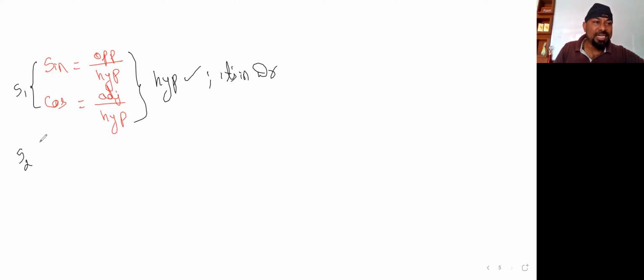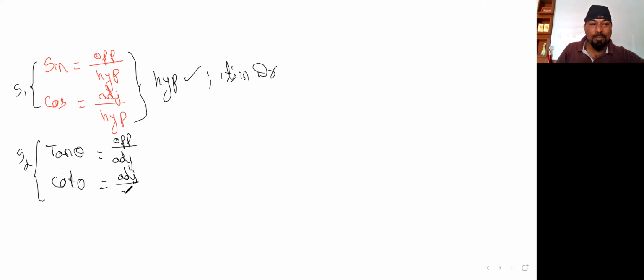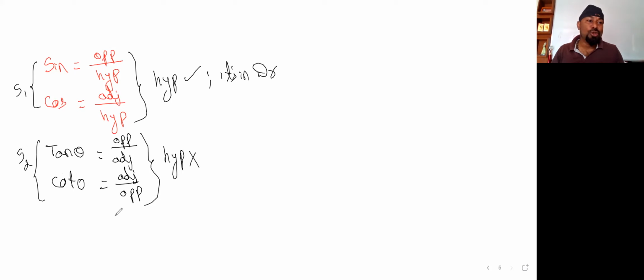Next, let us go for the second set. What is the second set we discussed? Tan theta and cot theta. Just now, tan theta means what we have taken? Opposite by adjacent, and cot theta is adjacent by opposite. Now please remember, do you have hypotenuse in this one? Hypotenuse is not there. You have to remember this as a logical thing.